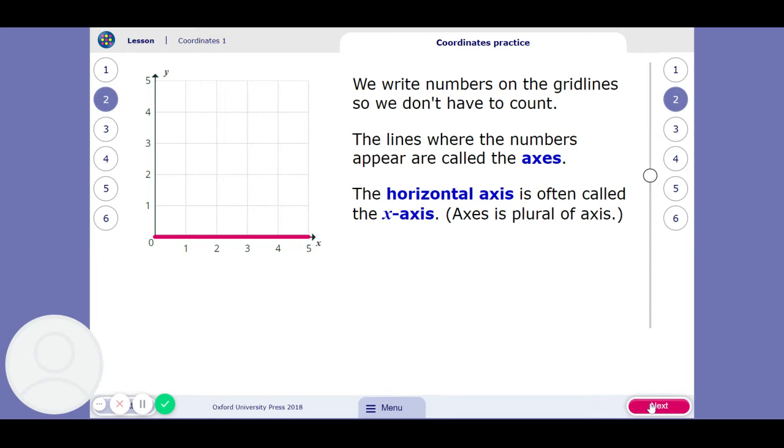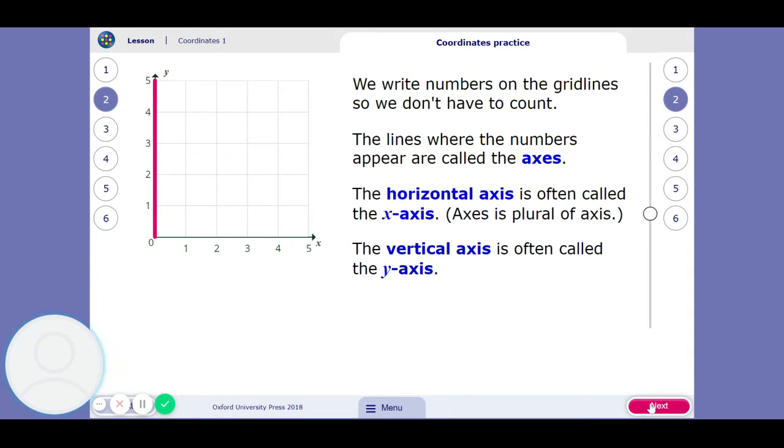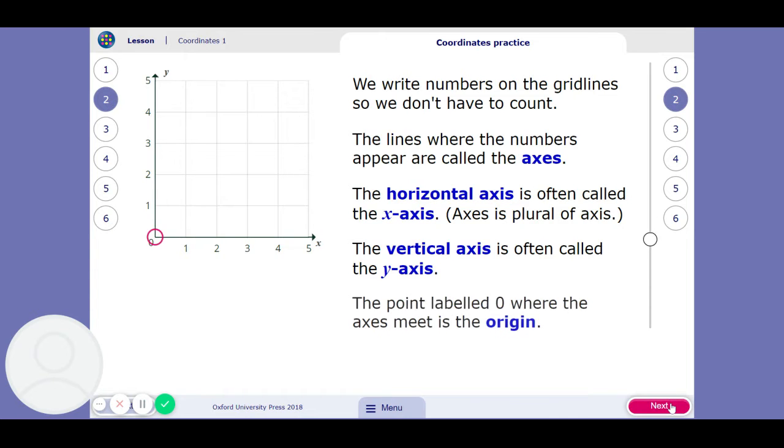And the horizontal axis is the x-axis. And the vertical axis is the y-axis. You've got to have a way of remembering that. My way of remembering it is that an x is like a cross, and it's a cross. And y for sort of yo-yo, and yo-yos go up and down. Okay, so that's how I remember it. And the 0 point in the corner, that is called the origin.